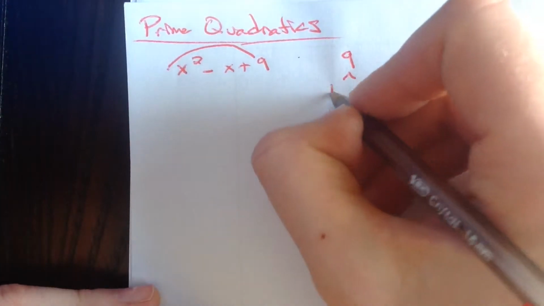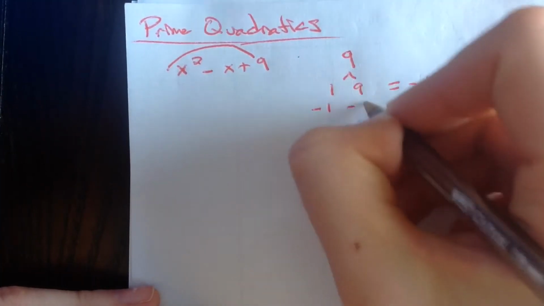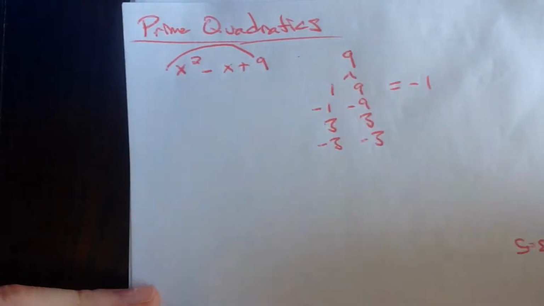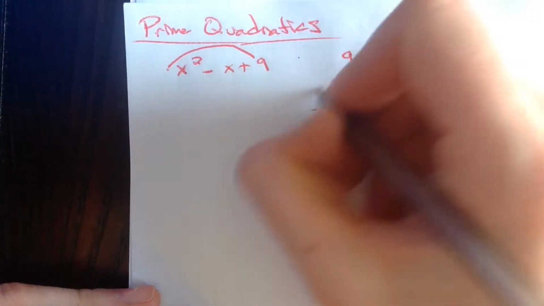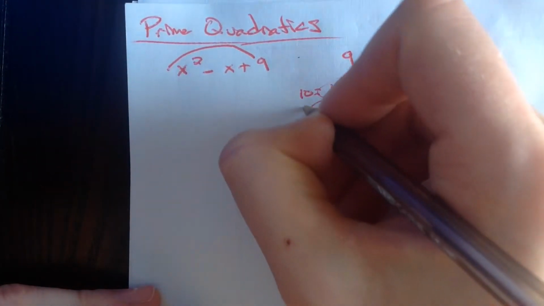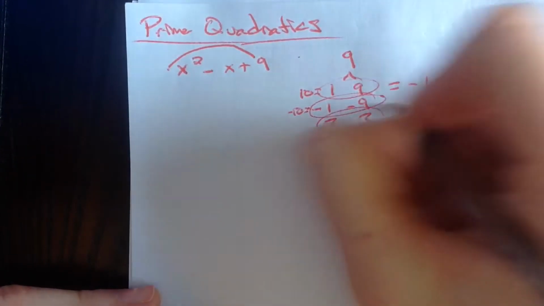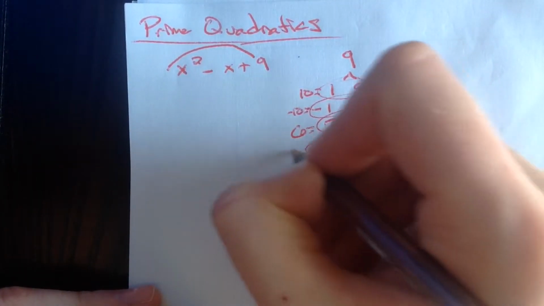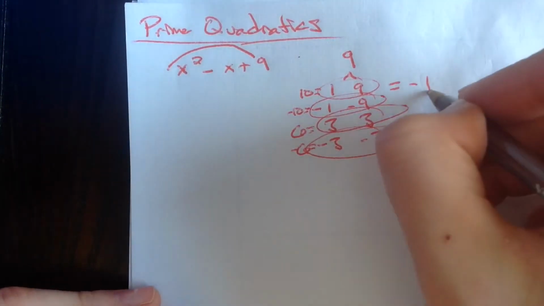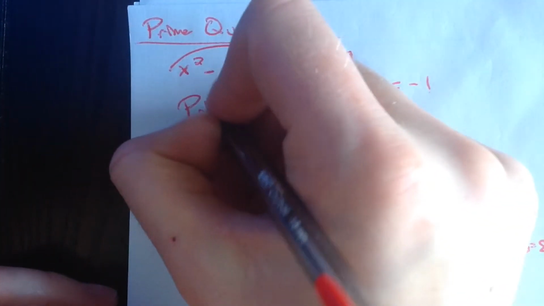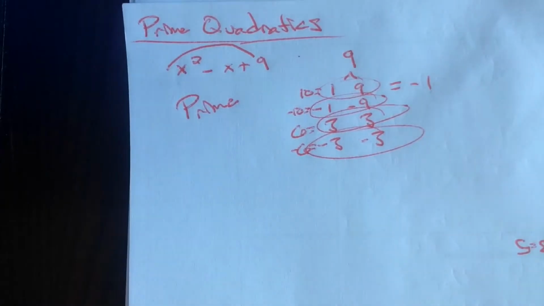Well, the factors of 9 are 1 and 9, negative 1 and negative 9, 3 and 3, and negative 3 and negative 3. The first ones added together equal 10. Add these two together, we get negative 10. Add these two, we get 6. And add these two, we get negative 6. So none of these equal negative 1, what we need to be able to factor it. Therefore, this is what's called prime, or it doesn't factor.